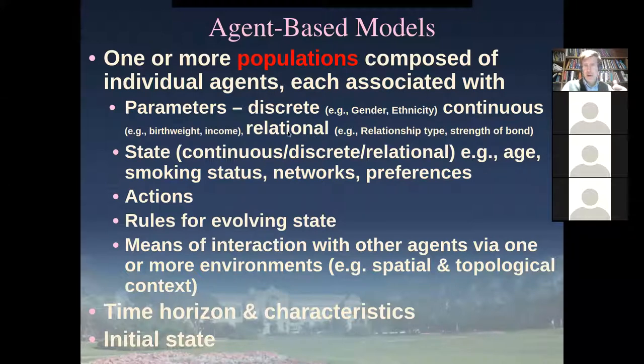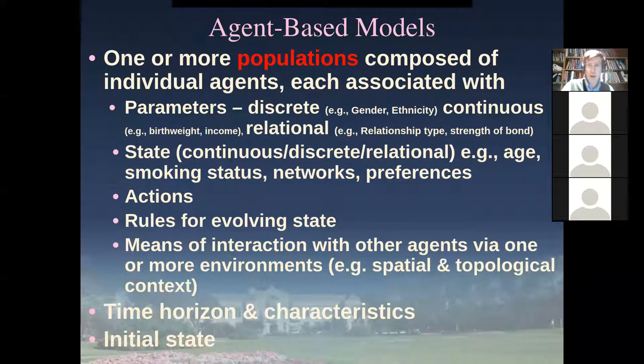Relations which are not fixed, but which are evolving, and preferences that change over time. Beyond these, we often talk about agents as having actions which modify that state, and rules for evolving or dictating when those actions fire, when they apply. And then some means of interaction with other agents or the surrounding environment. This is really important for agent-based modeling.